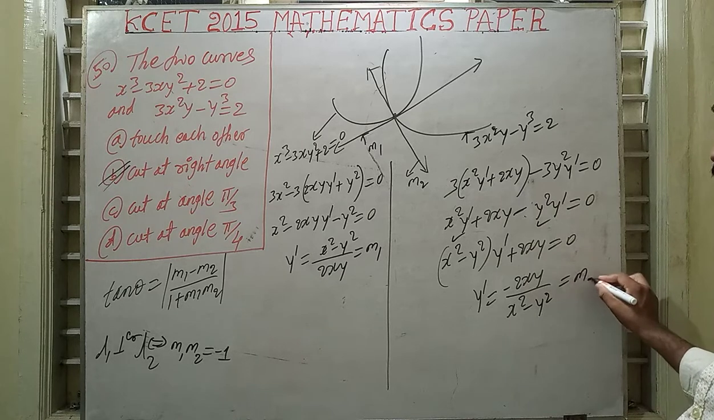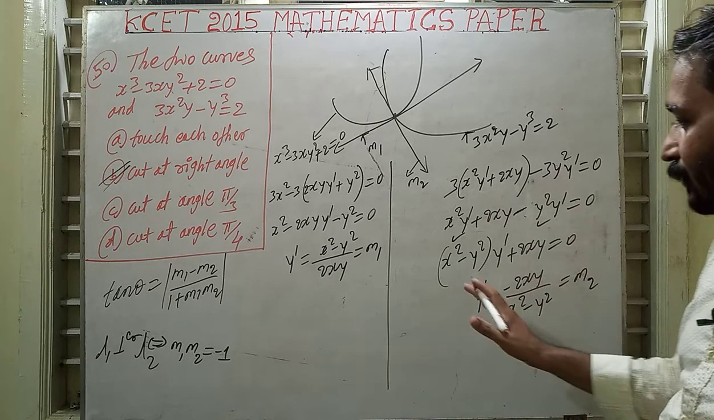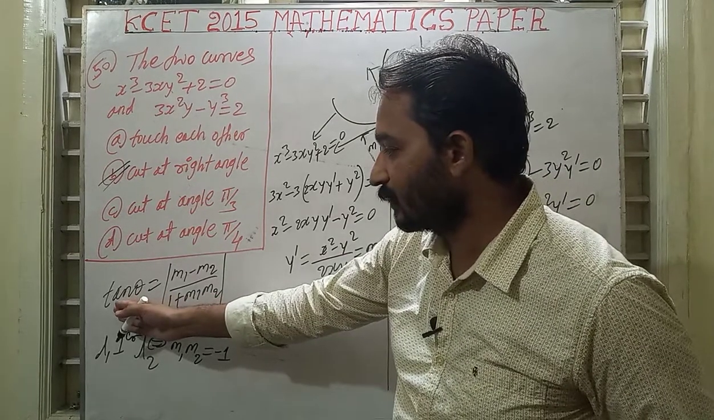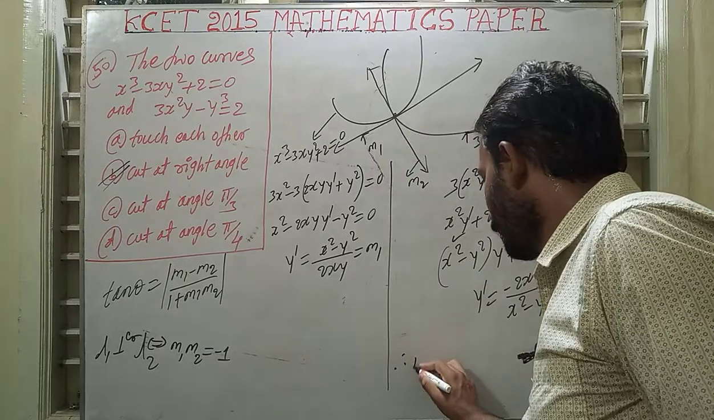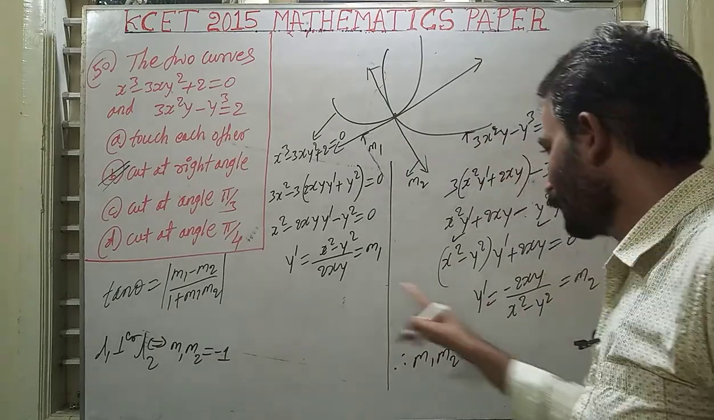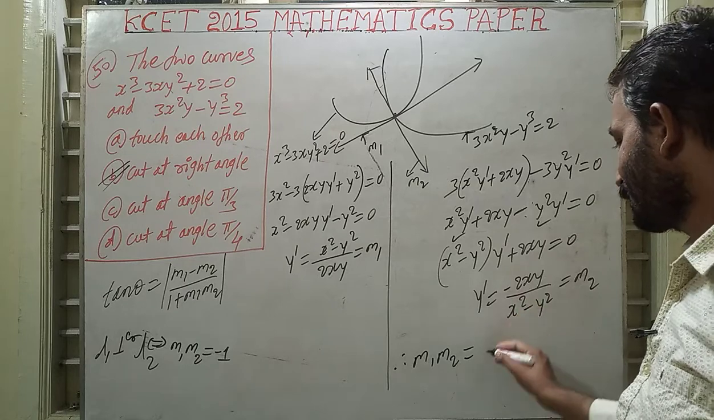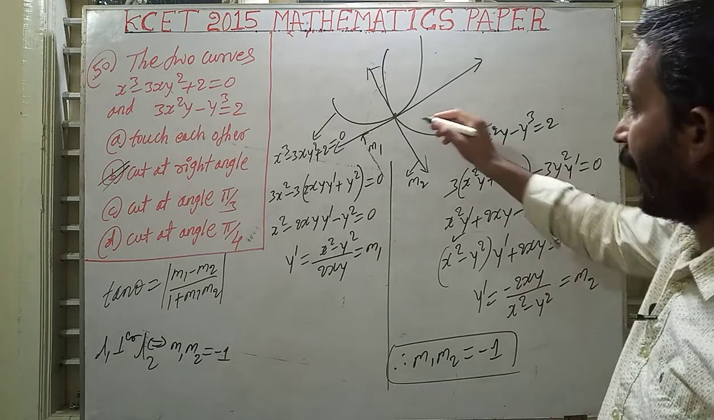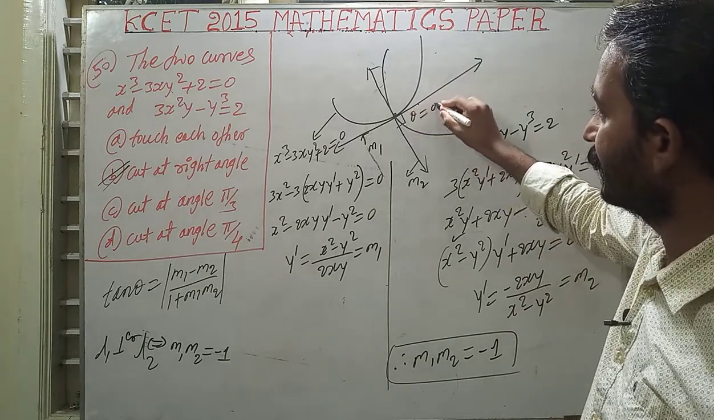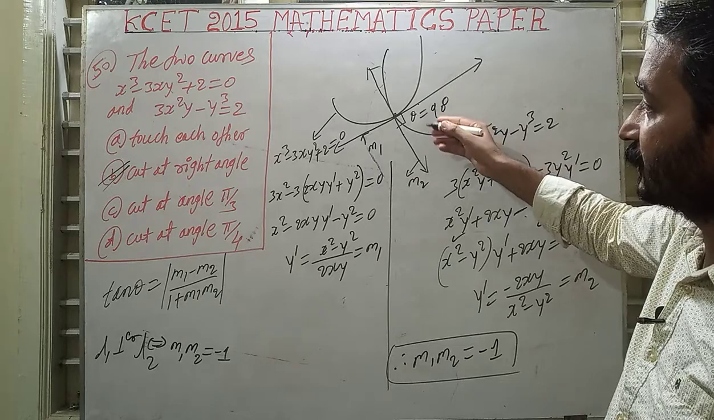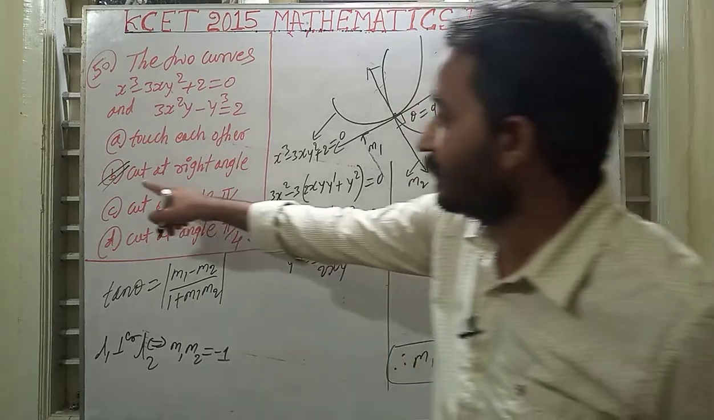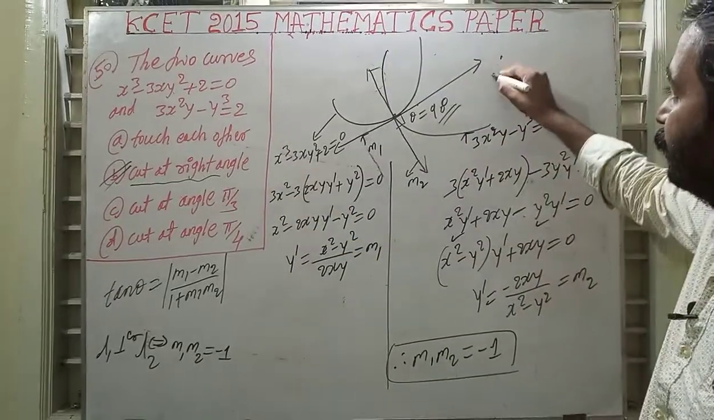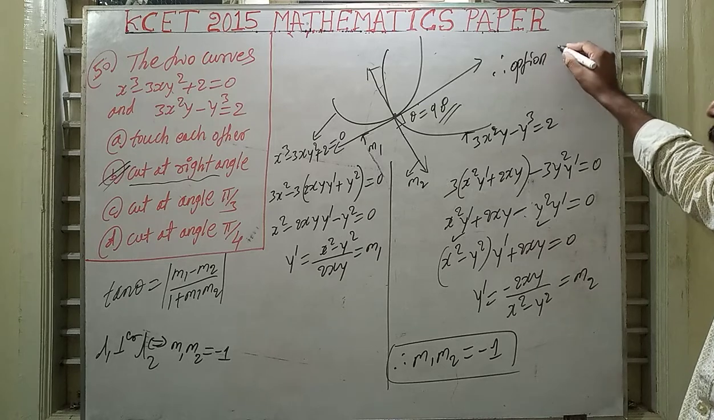This is M2. So clearly observe that M1 into M2 is equal to -1. We do not need the tan theta formula, because M1 and M2 are reciprocals of each other with a minus sign, which gives -1. Hence the angle between the tangents is 90 degrees, which is also the angle between the curves. Hence the two curves cut at right angle. Therefore option B is correct.